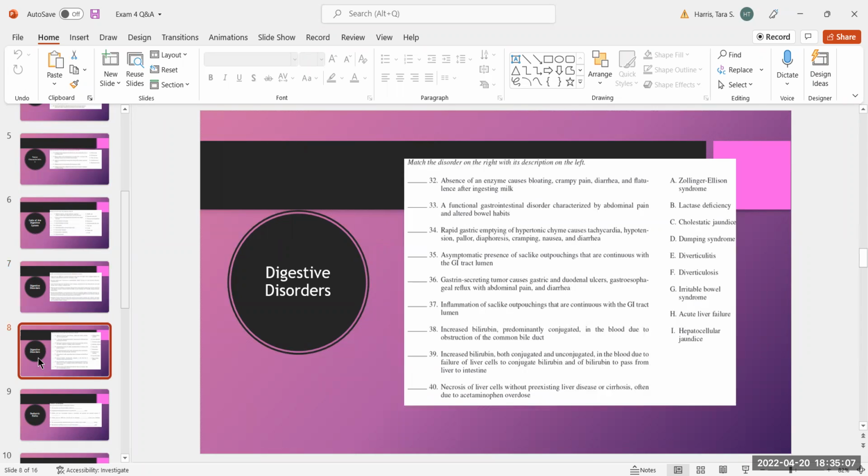All right, let's see some more digestive disorders. As far as diverticulitis and diverticulosis, you do need to know the difference between the two. What would be the difference between diverticulitis and diverticulosis? Diverticulitis has an infection. Diverticulosis is just the little pockets.